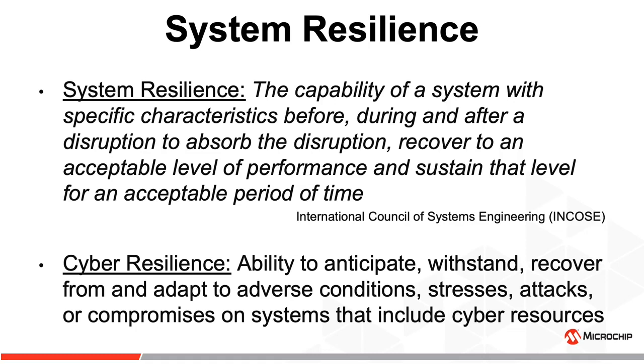If we take that definition and apply it to cyberspace, then the definition for cyber resilience becomes the ability to anticipate, withstand, recover from, and adapt to adverse conditions, stresses, attacks, or compromises on systems that include cyber resources. So in other words, when our system may be at risk of corruption from malware, whether intentional or through a power glitch, how is that cyber system able to respond to that corruption and to recover to a state of known good integrity?